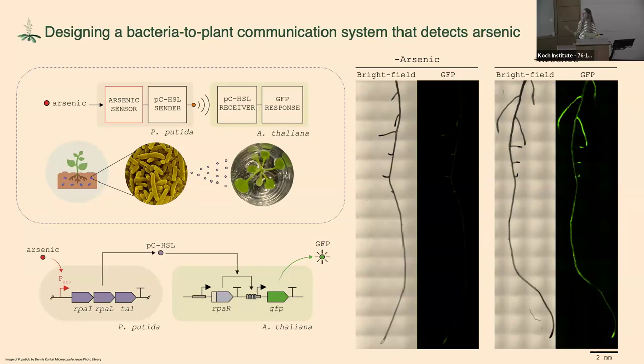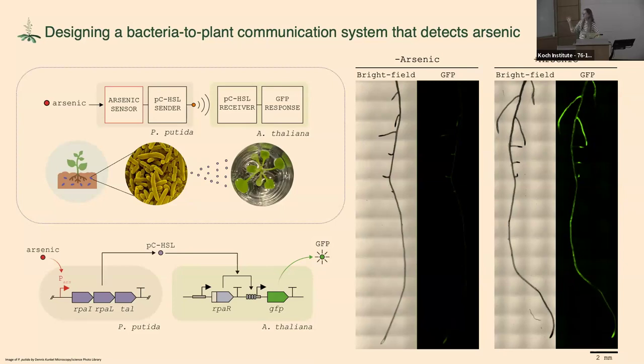So we've engineered our Pseudomonas putida to produce our bacteria-to-plant communication signal, here PCHSL, which we're producing through a 3-gene pathway. This molecule will diffuse out of P. putida and then be imported through just natural diffusion in Arabidopsis thaliana, which is a model organism used in plant biology. We know a lot about it. You can see a small version of it well grown in hydroponic culture.